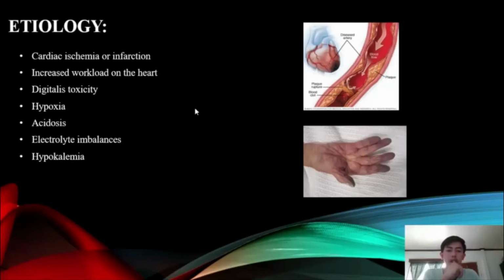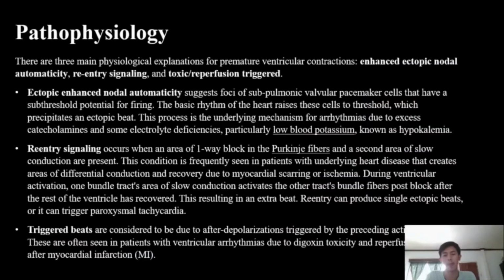The etiology of PVC may be from cardiac ischemia or infarction, increased workload on the heart, digitalis toxicity, acidosis, electrolyte imbalances, and hypokalemia. The pathophysiology of PVC has three main physiological explanations, which are enhanced ectopic nodal automaticity, re-entry signaling, and toxic or reperfusion triggered.